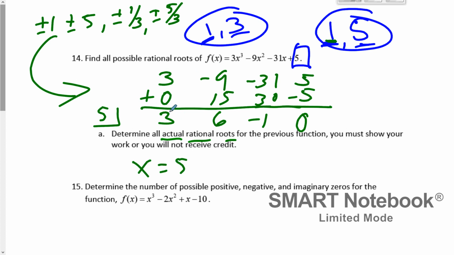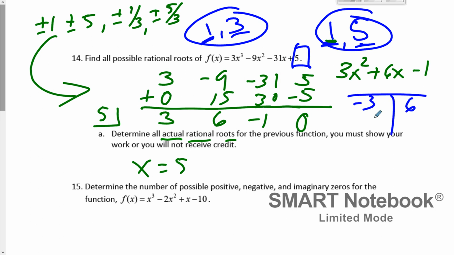Here I went from a cube to a quadratic, so I could use the quadratic formula, or I can try to factor, right? So if I try to factor this, I get negative 3. What are the factors of negative 3 that add up to 6? Well, there is none, right? So that means they're either irrational, because I do quadratic formula, right?